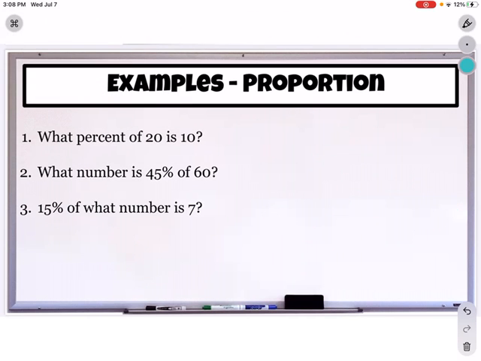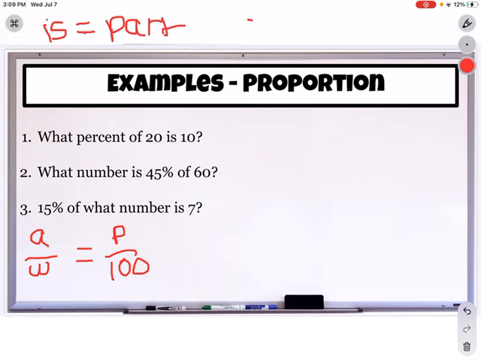Our last example, 15% of what number is 7? Let's choose this color. 15% of what number is 7? I'm going to write my formula. A over W is equivalent to P over 100. I'm going to write is the part, and of is the whole.